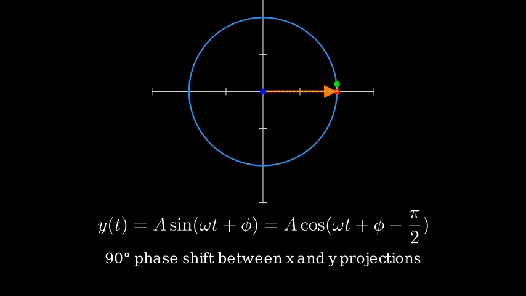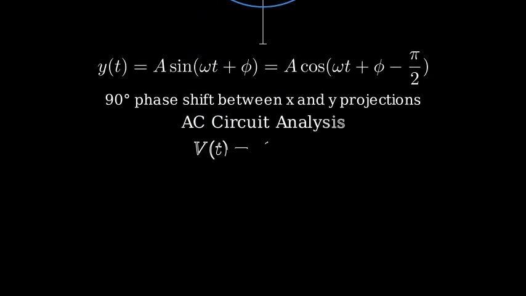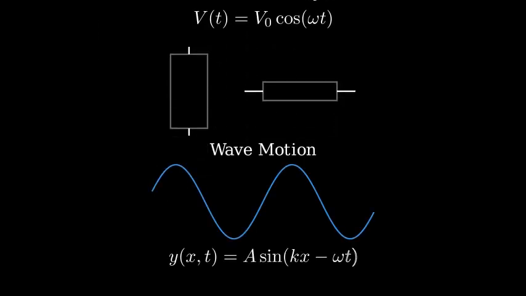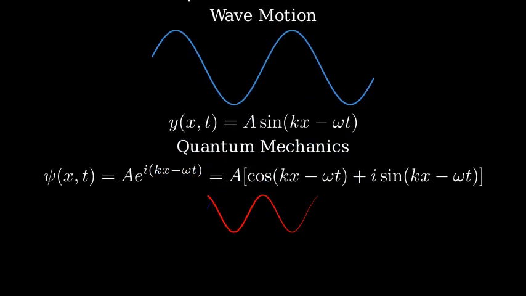Understanding the connection between circular motion and simple harmonic motion helps us analyze many real-world phenomena. In electronics, alternating current follows sinusoidal patterns that can be represented as projections of rotating vectors, often called phasors. In wave motion, whether sound waves, water waves, or electromagnetic waves, the oscillations follow these same mathematical patterns. Even in quantum mechanics, the wave functions of particles involve complex exponentials, which are closely related to the sine and cosine functions we see in circular and harmonic motion.